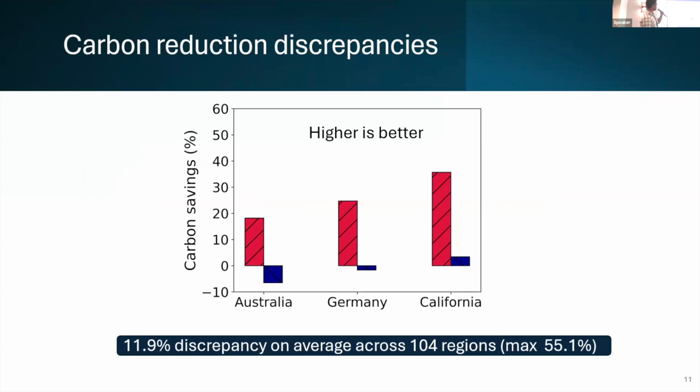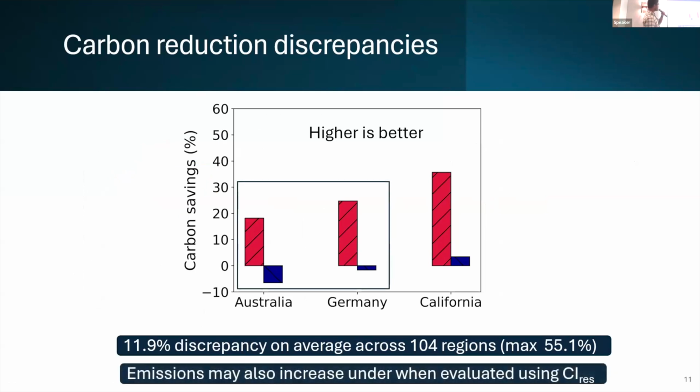So our analysis for carbon aware auto scaling across 104 regions showed around 11.9% discrepancy on average and a maximum discrepancy of 55.1% in a region. Interestingly, in some regions, emissions may also increase when evaluated using CIRES. And this is not due to any fault of the optimization algorithm. It's just because while optimizing, it didn't consider any PPAs. But now we are evaluating using CIRES and considering PPAs, so the emissions may increase.